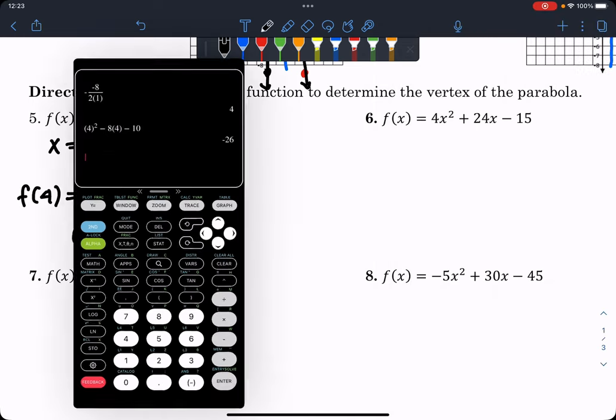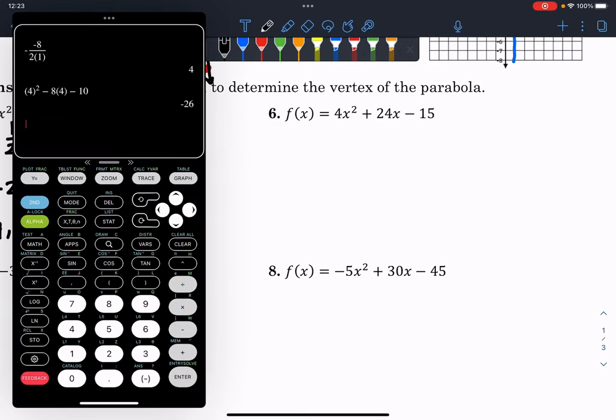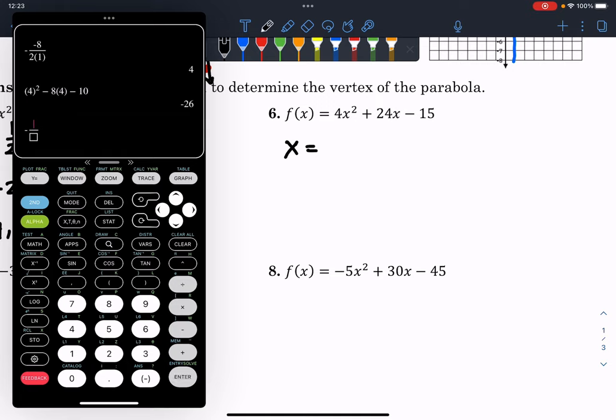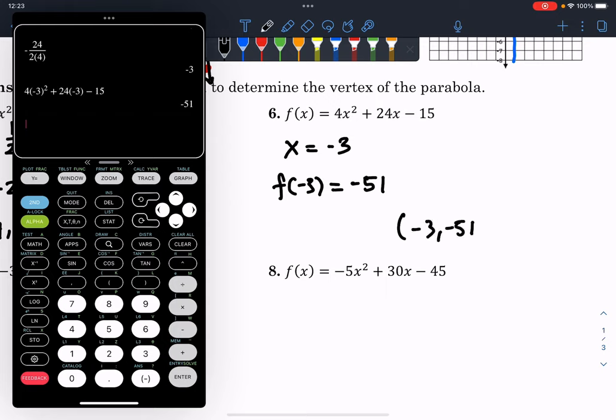Now let's do the exact same thing with example number 6. So negative b over 2a equals the fraction, and we're going to write a positive 24 on the top and 2 times 4 on the bottom, and that equals negative 3. Let's plug that value into our function. So we have 4 times negative 3 squared plus 24 times negative 3, and then minus 15. So our vertex is at negative 3, negative 51.